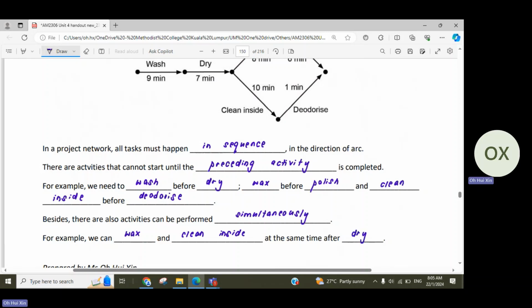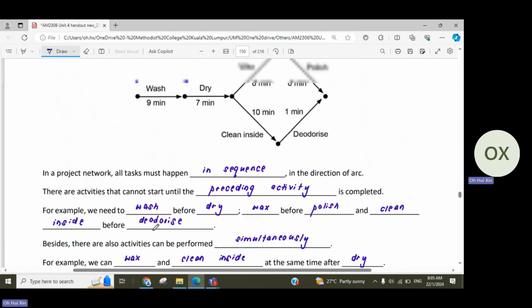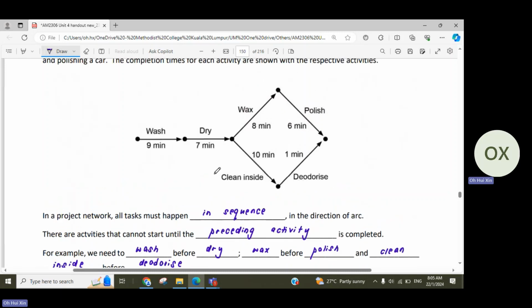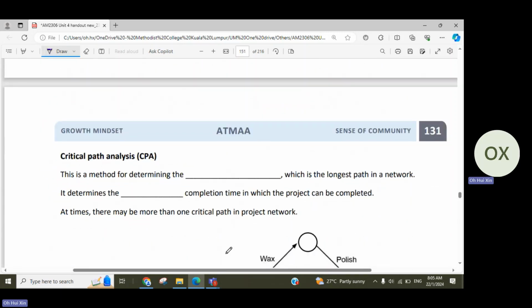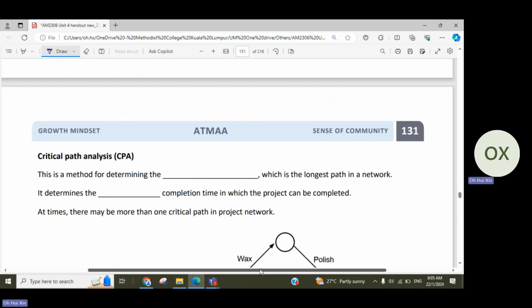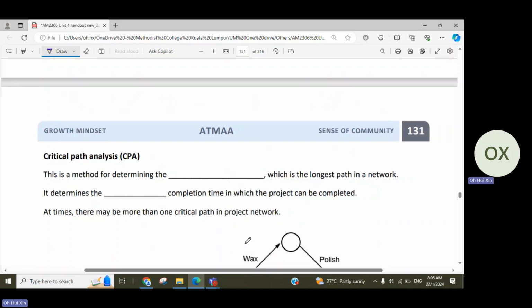All right, so that's the idea of how you read a project network. I hope it's quite direct for this part, so that you understand what this means. Now we are going to move on to our first learning outcome, which is to learn how to identify the critical path.